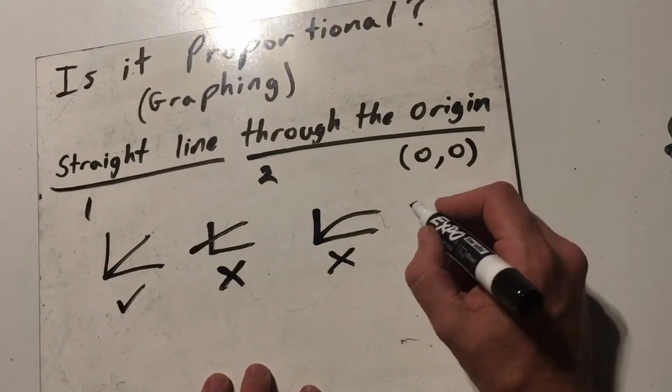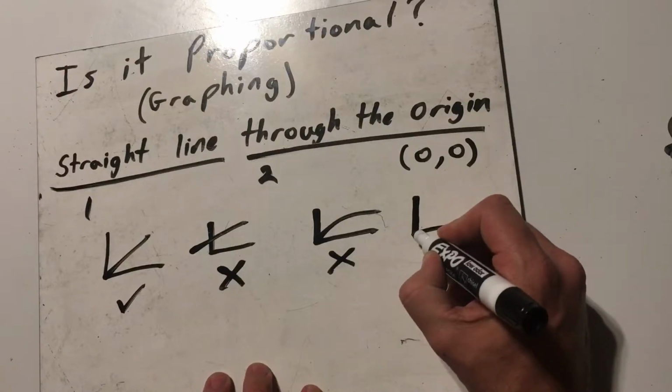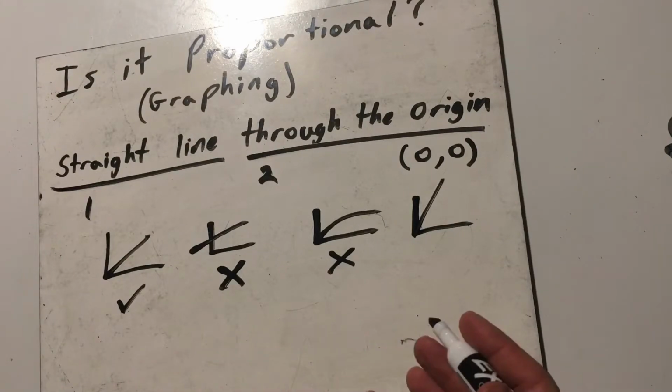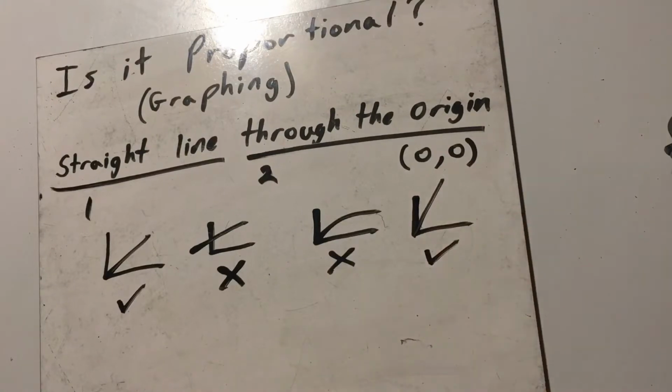So let's do one more example, and we'll try to make one that does go through the origin. So we'll start at the origin, and then we'll just draw a straight line. It doesn't actually matter where the line's going. If it goes through the origin and it's a straight line, it is then proportional.